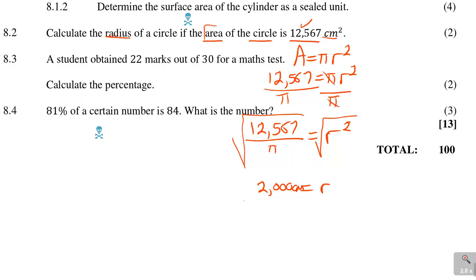So you can conclude and say, therefore, radius is equal to 2.000 centimeters, because that is the units of measurement.